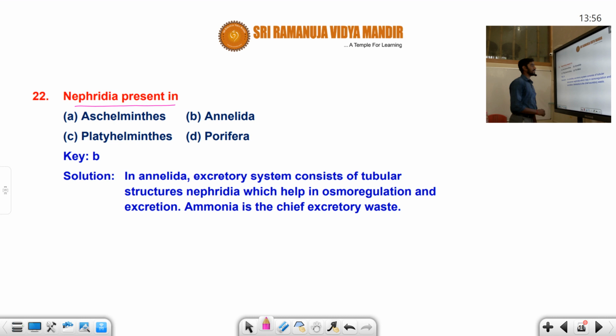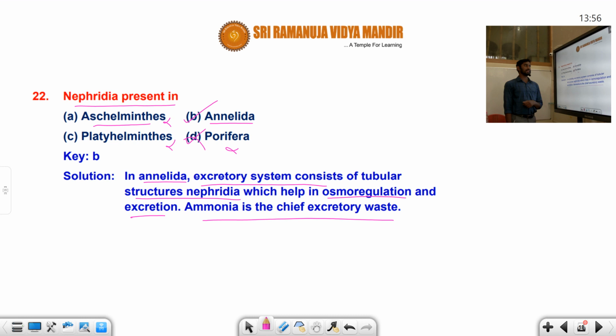In Annelida, take the common example of the earthworm. The excretory system consists of tubular structures, the nephridia. We discussed earlier that there are many nephridia: septal nephridia, integumentary nephridia. They collect the waste material from the blood vessels, and help in osmoregulation and excretion. Ammonia is the chief excretory waste material for Annelida. The nephridia have three types.